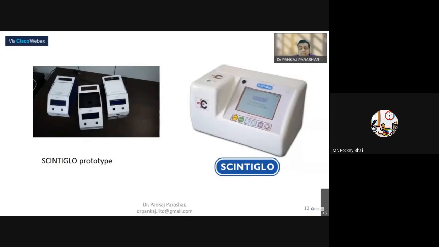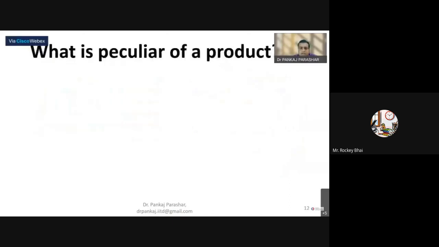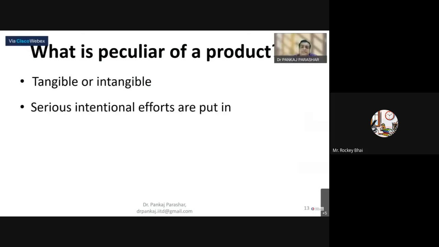There are various aspects which can guide you. This talk that we are discussing can help you better understand the process of getting into product development and whether you get a market-ready, market-fit product. That is very important. How do we do that? So let's go ahead. What's peculiar of a product? It's tangible or intangible, we have discussed. Serious intentional efforts are put into that.